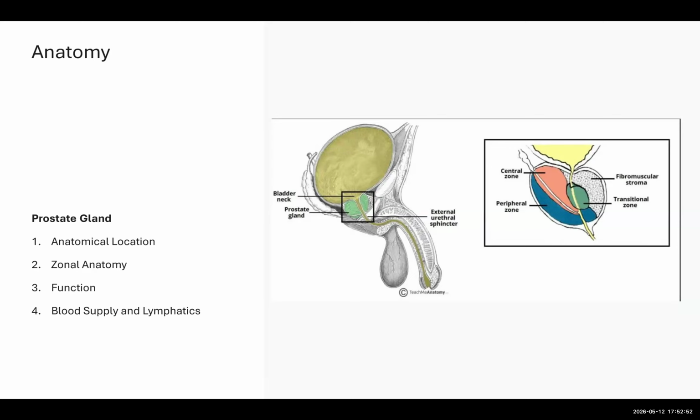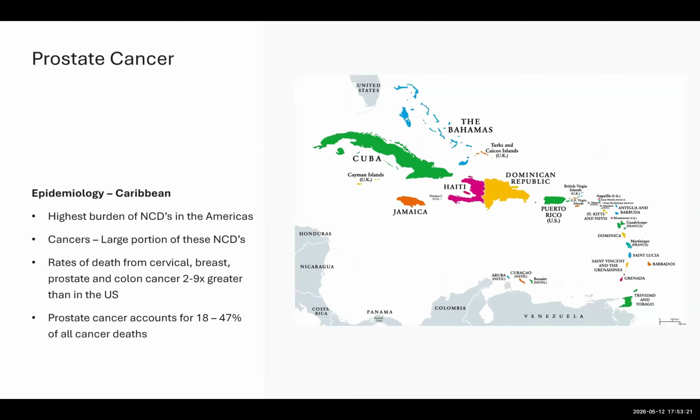The function is basically to produce seminal fluid, and when its smooth muscle contracts during ejaculation, you get semen being forced through the urethra. Its blood supply is derived from the internal iliac artery, and those are the prostatic arteries. Its venous drainage comes from the prostatic venous plexus, and those empty into the internal iliac veins. And the lymphatics drain into the internal iliac, the obturator, and the sacral lymph nodes. These are important when you're looking at metastatic disease.